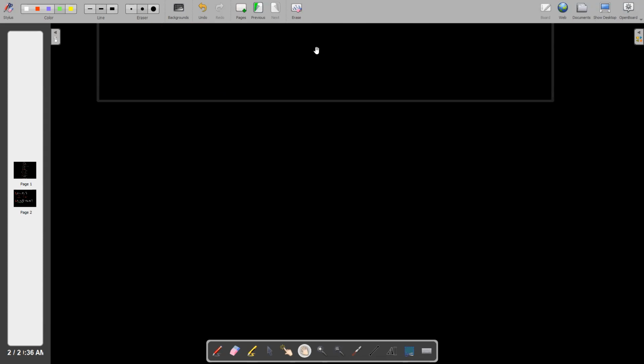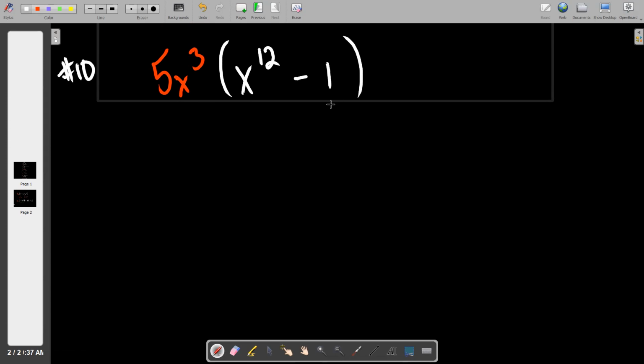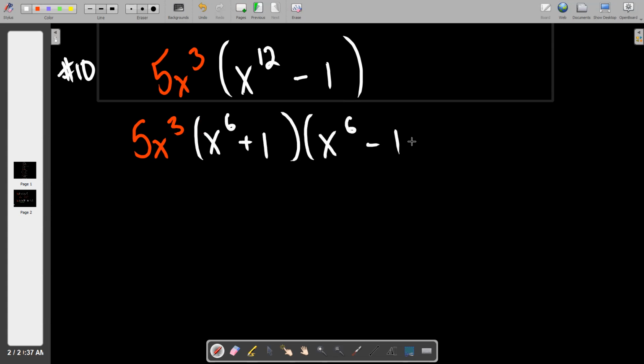So you pulled out the... this is problem number 10? Yes. And you pulled out 5x to the third? Yes. And that resulted in x to the 12 minus 1. Square root. They're cubes, but they're definitely squares, and we always go squares. So we're going to copy down the 5x to the third, and that's going to leave us with x to the 6th plus 1 times x to the 6th minus 1.